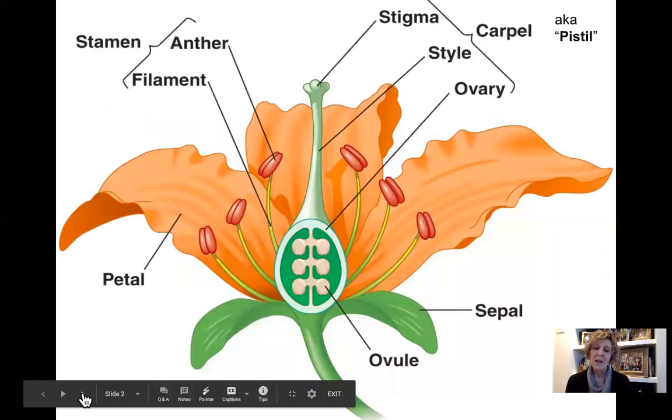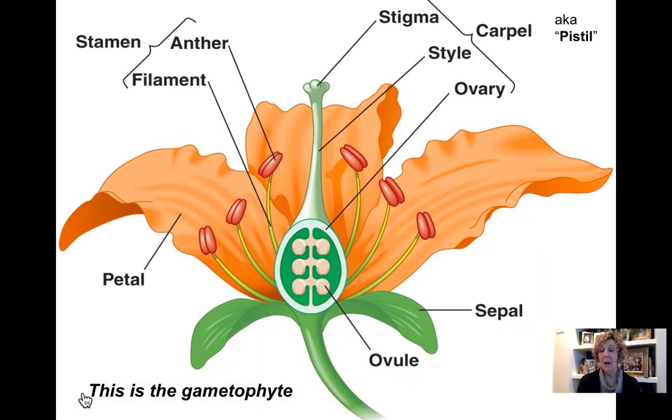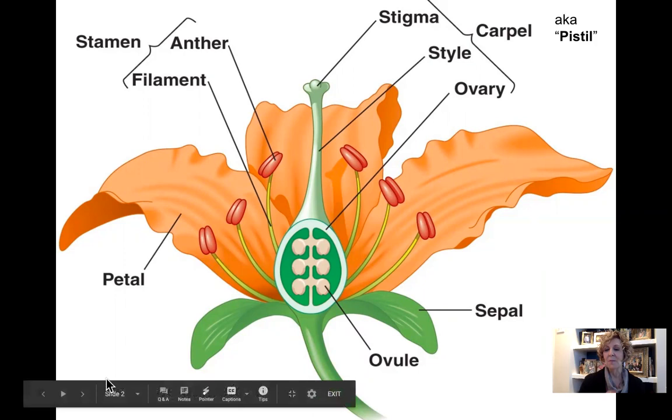Now, in order to understand Gregor Mendel's model, his organism was plants. And so you remember we were talking about in sexual life cycles that plants have this alternation of generations between a sporophyte and a gametophyte. So this is a gametophyte. This is a flower. And it has male and female parts that produce male and female gametes.